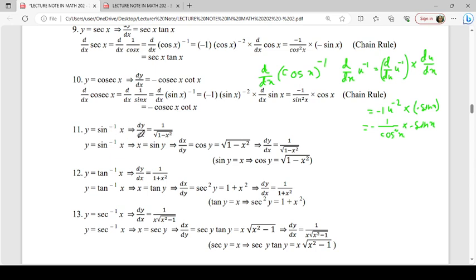This is sin inverse x. For sin inverse x, y is equal to sin inverse x, means x is equal to sin y. So dx/dy, here you consider x as a function of y, so dx/dy is cos y. Cos y means root over 1 minus x square, because x is sin y. So cos y is root over 1 minus x square. It is a trigonometric result. Then dy/dx is 1 by root over 1 minus x square.